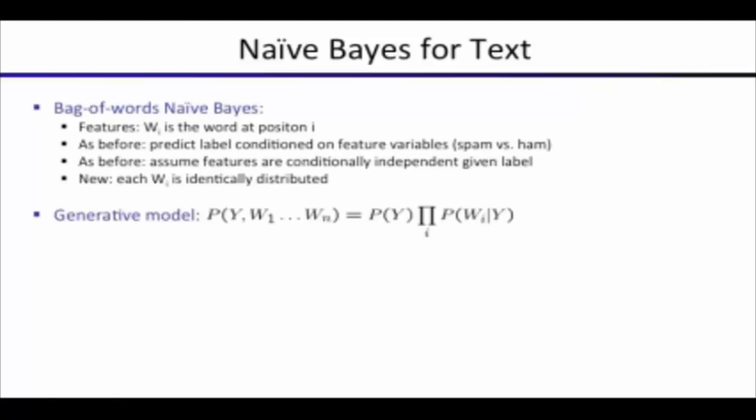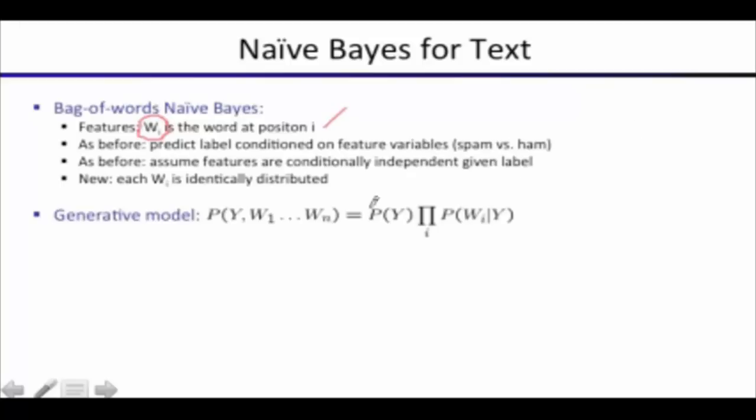So the features will be, for each position, the probability of the word that occurs in that position, right? So this could have maybe 100,000 possible different values, right? Any word you can imagine in the dictionary is going to be one of those possible values.